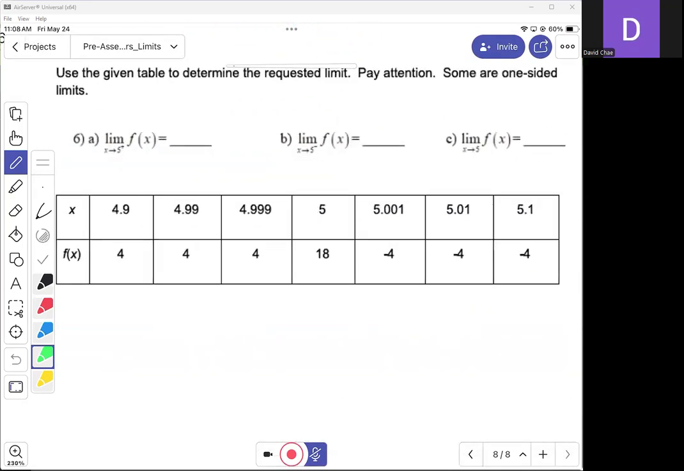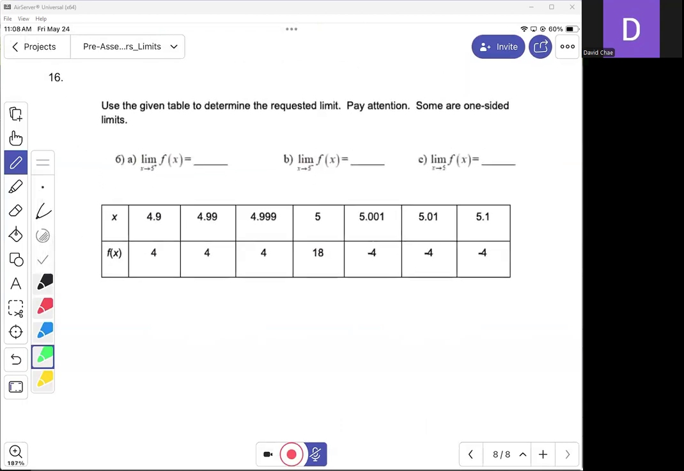All right, now here's a table. As x approaches 5 from the right, notice that the plus sign is first, so we're going this way. What would this be? -4. Good. As x approaches 5 coming from the left, what would that be? 4. What's the limit as x approaches 5? D and E. Good job. And if I had the f of 5, what would that be? 18.